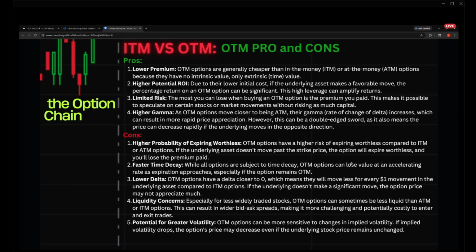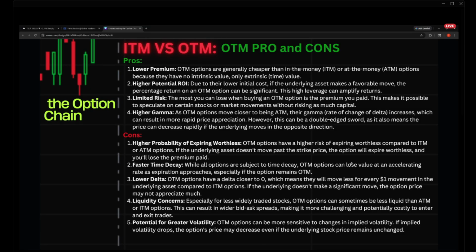Higher potential risk or return on investment due to the lower initial cost. If the underlying asset has a favorable move, a percentage return on the out of the money contract can be significant. This high leverage can amplify returns. Limited risk. The most you can lose when buying out of the money options is the premium you paid.